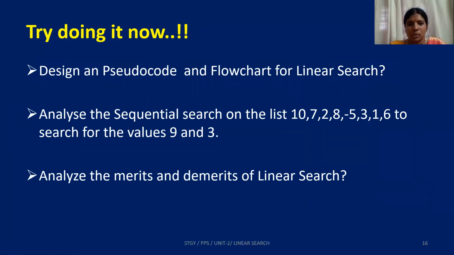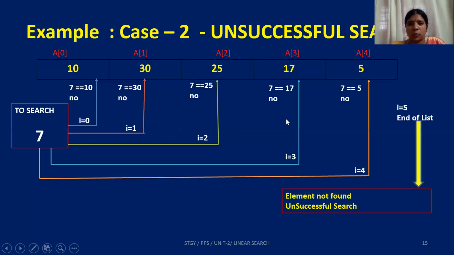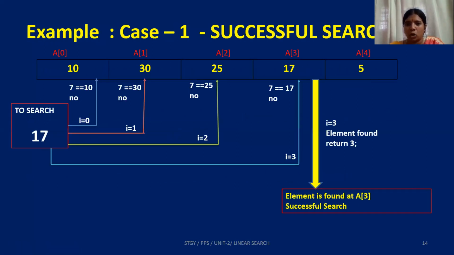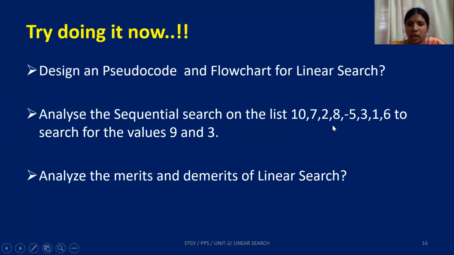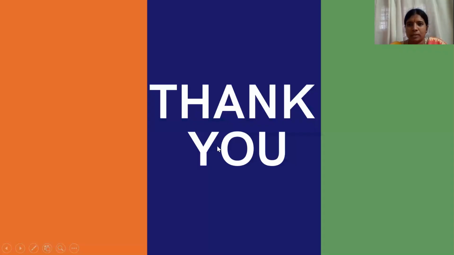So before I close, I recommend all of you to take a pen and a paper. Because I've shown you a number of algorithms, a number of ways of writing algorithms, you design an algorithm and a flowchart for yourself for linear search, and also try to analyze the linear search this way as shown. You have to show the successful and unsuccessful search this way using the list 10, 7, 2, 8, -5, 3, 1, 6 to search for the values 9 and 3. Also analyze the merits and demerits of linear search.